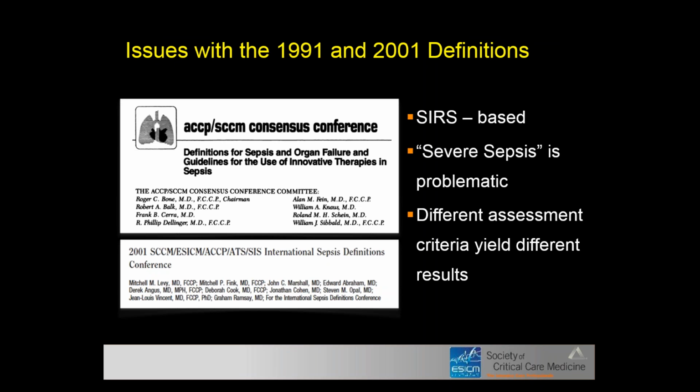The first reason that a new definition is so important is that there were real issues with the previous definitions formulated by consensus conferences convened in 1991 and 2001. These definitions were based upon the Systemic Inflammatory Response Syndrome, SIRS. They introduced a new term, severe sepsis, which has proven to be problematic. And as a result of different assessment criteria, the net effect is different results. We'll talk about each of these in a little more depth.